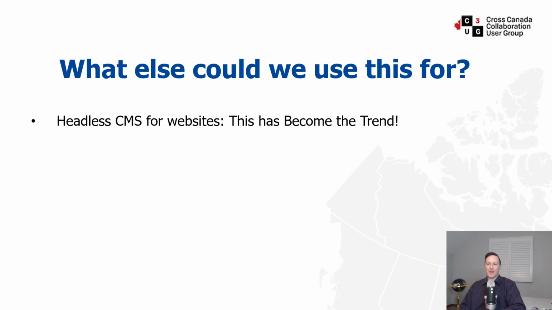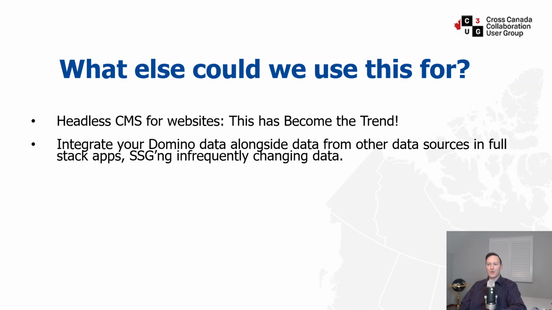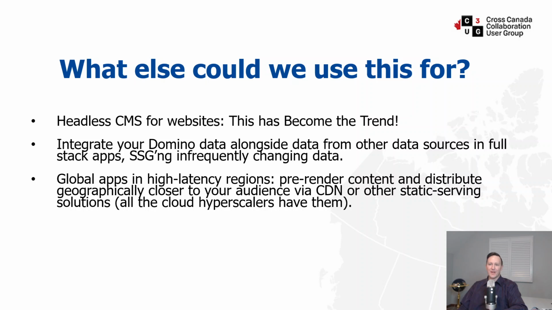And there's other things you could use it for. The first is headless CMS for websites. This has become the trend. If you do a search for Jamstack and you go to the Jamstack website, you'll see there's a plethora of solutions out there that do this with different technologies. You could integrate your Domino data alongside data from other data sources. And in a full stack app, you could statically generate infrequently changing data.